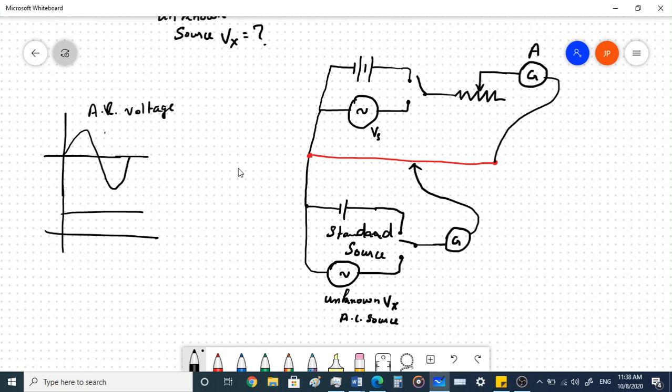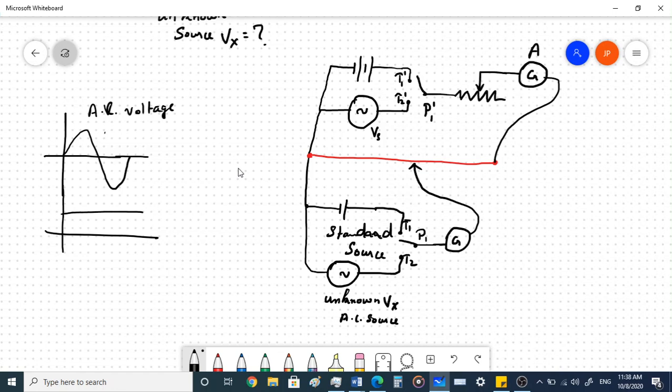So for balancing the standard source, we'll have to connect the standard source to this galvanometer. Let's say this is P1, T1 and T2. Let's mark it as P1, T1, T2, and let's mark this as P1 dash, T1 dash, and T2 dash.